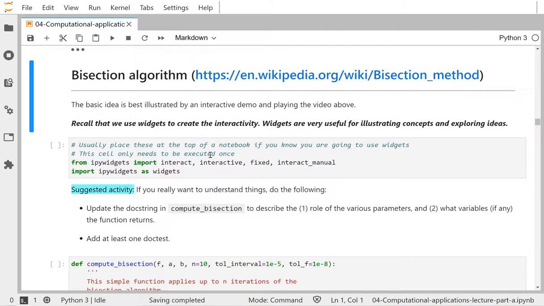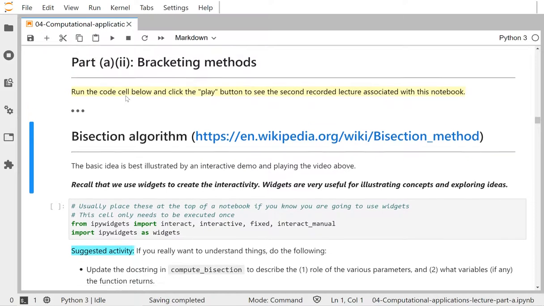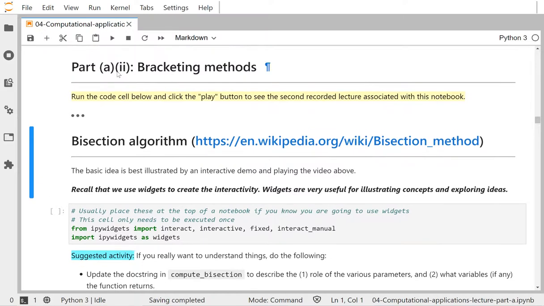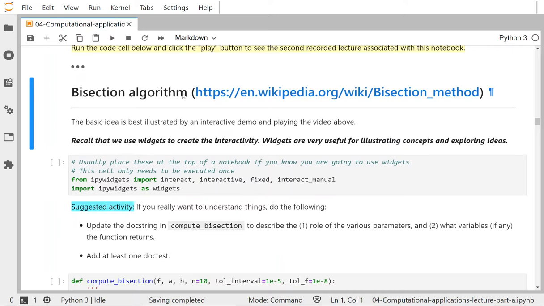Welcome to this second recorded video on the Part A lecture notebook for the fourth module on computational applications. So we will now be discussing our first bracketing method. This is in the Part 2 section of this Part A notebook, and we'll be talking about the bisection algorithm.